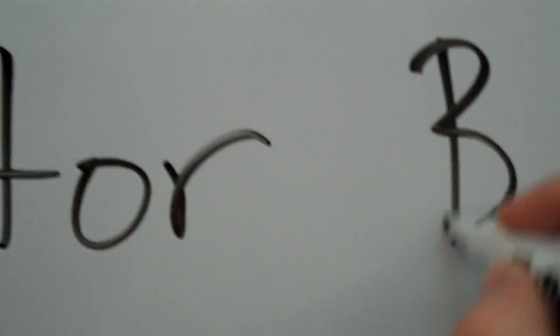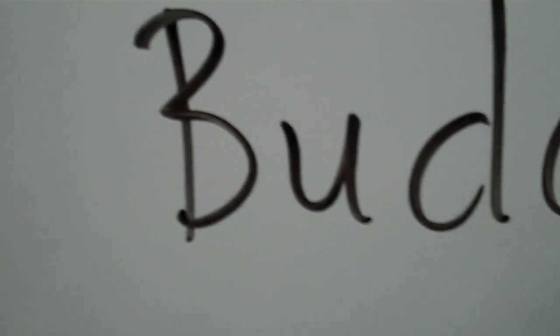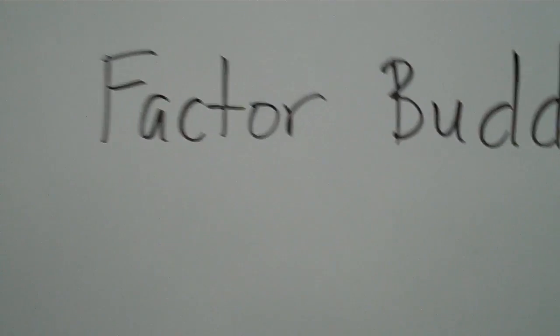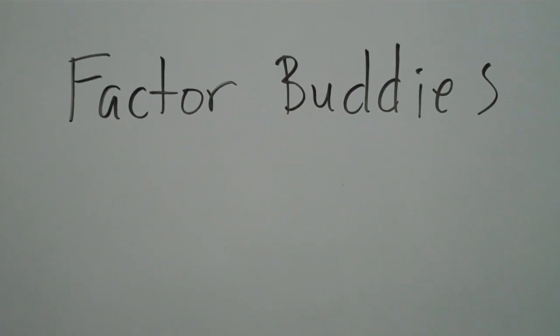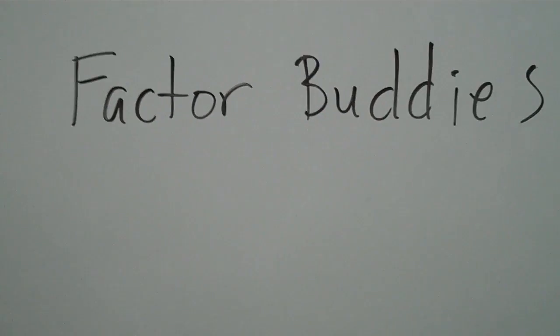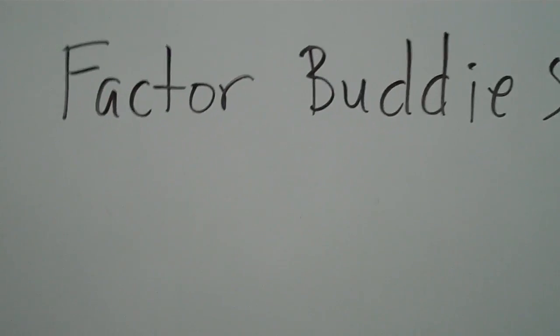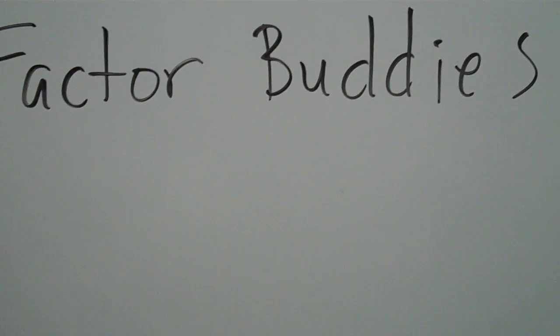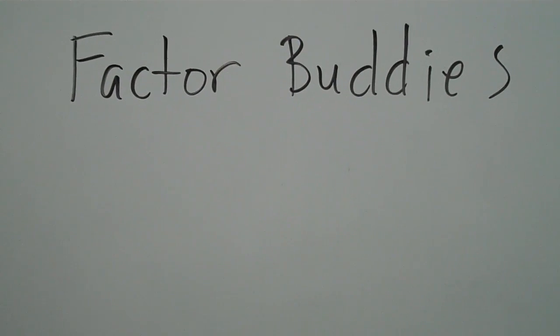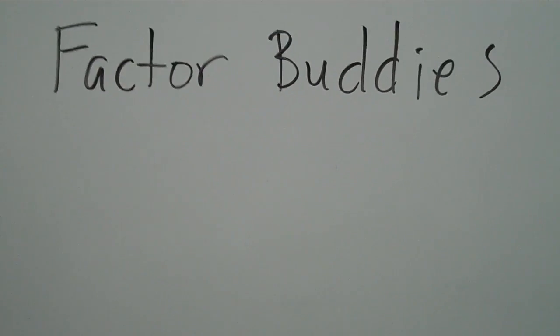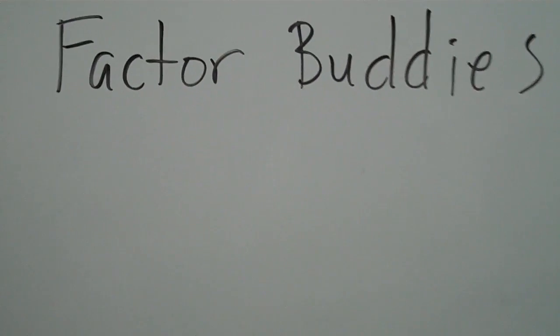Factor buddies. Because this is what you're going to work on in homework tonight, factor buddies. And what that means is you're really finding factor pairs. The first thing you're going to use is your divisibility rules to find one factor, and then you're going to use long division to determine the factor buddy, or the other part of the factor pair. So let's do an example.